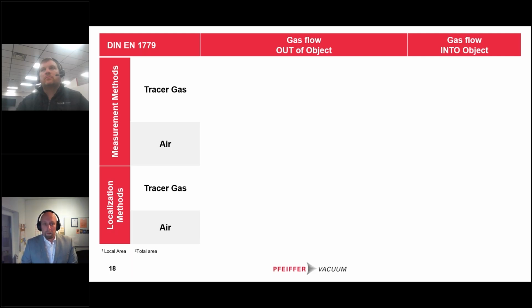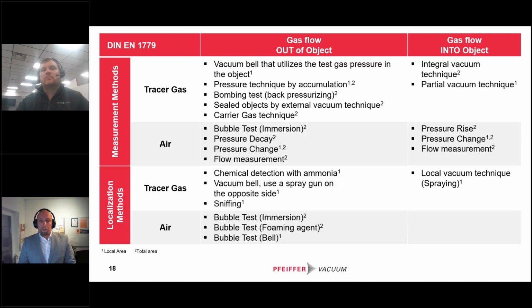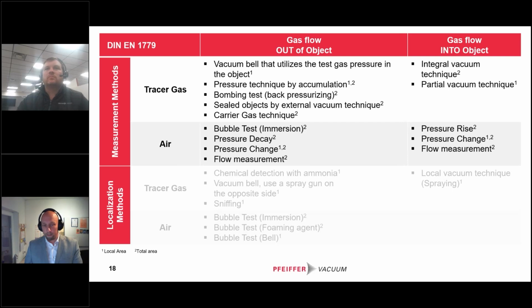And the list of methods you now will see are coming from the DIN EN 1779, which is a huge list. We don't want to cover all of this right now. I just want to tell you, if you execute what we have told you before for this part of the leak testing, we are interested in the total measurement of the leak rate of a battery cell. So more or less we can cross out all of the bottom localization methods.